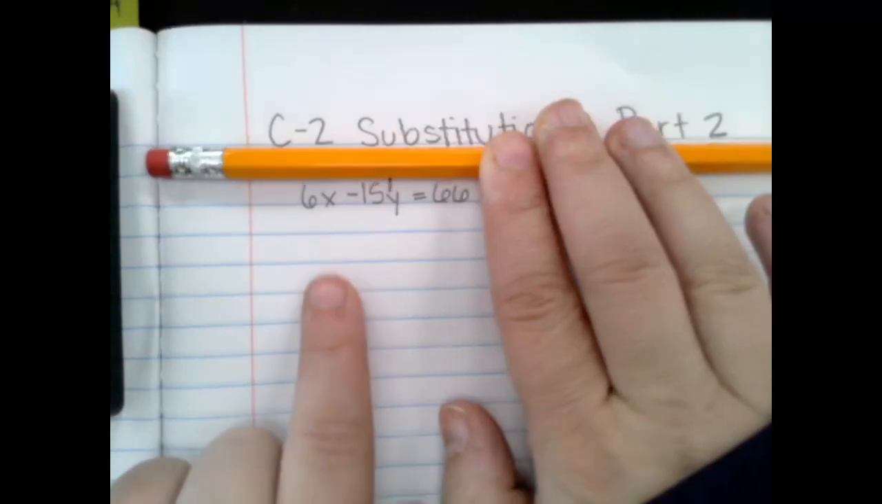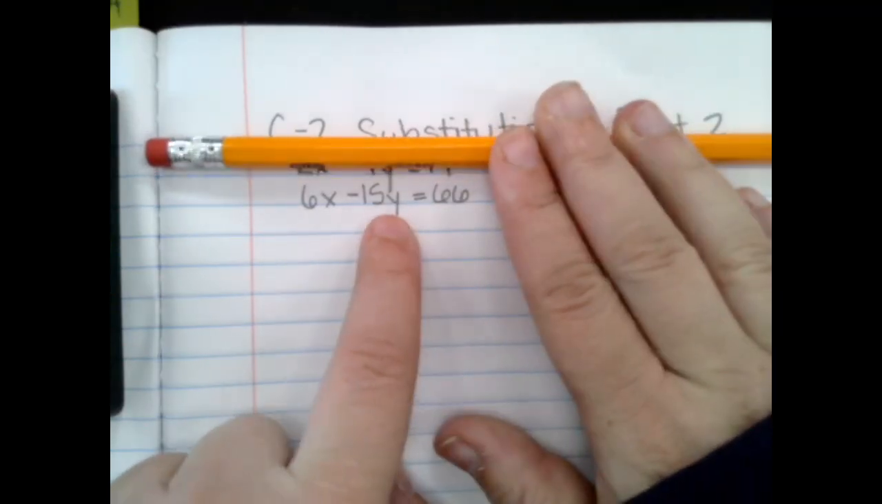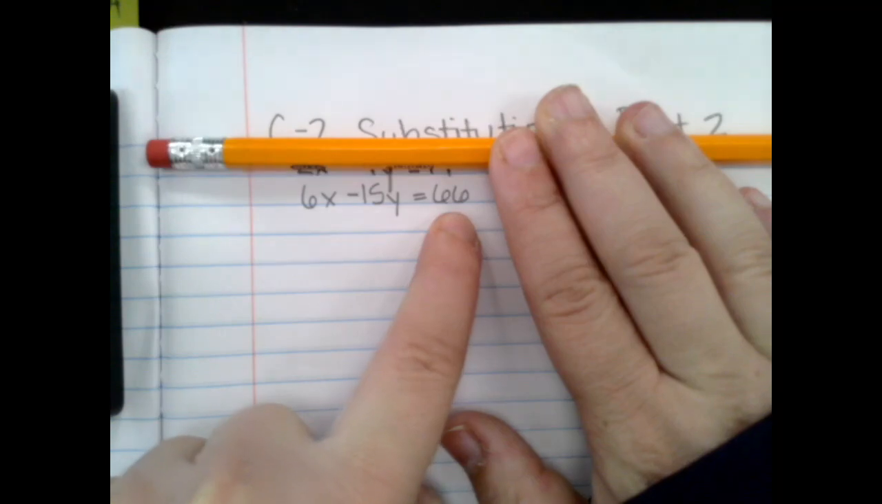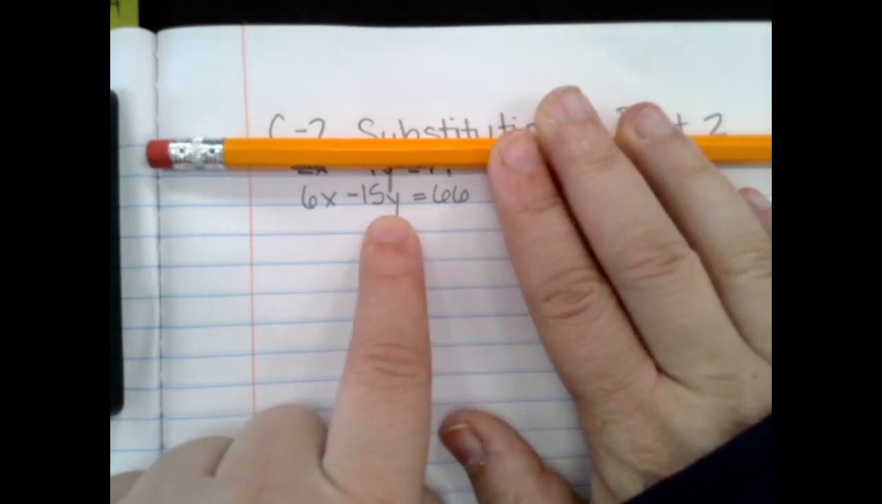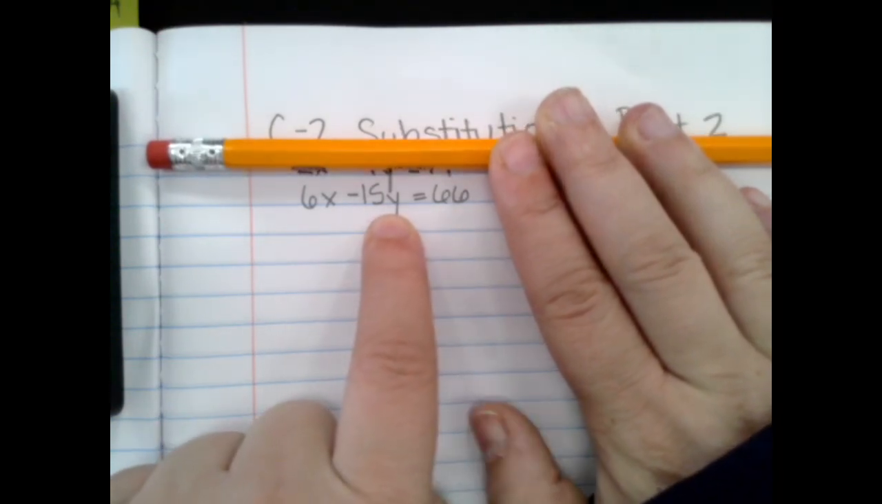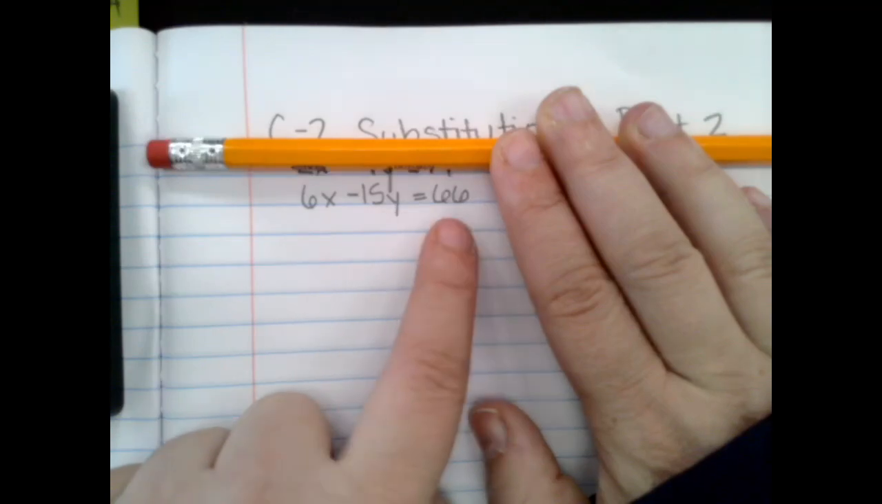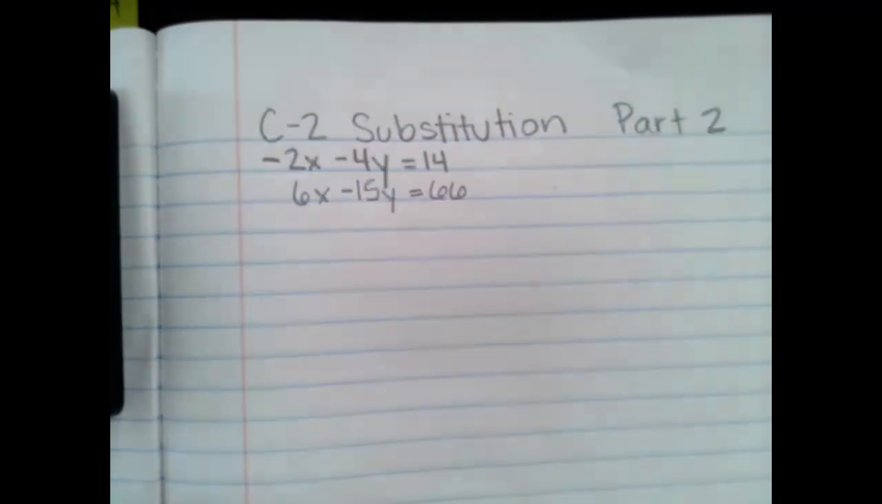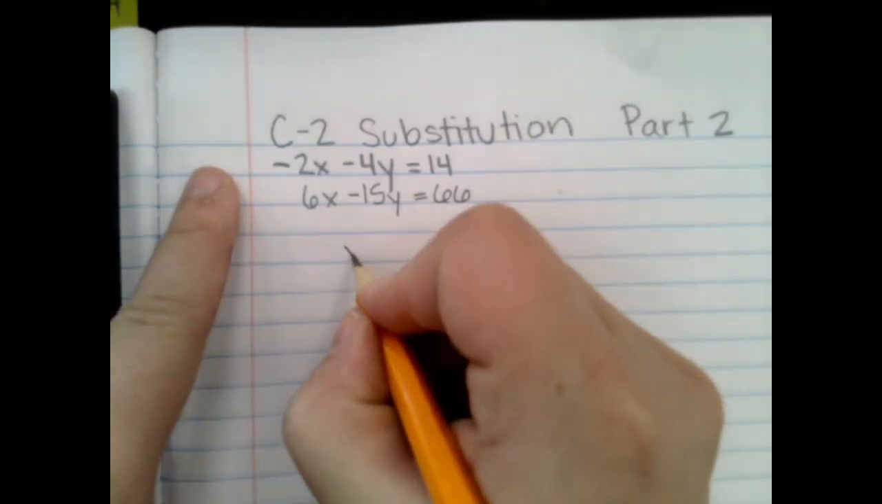Okay, what about on the bottom? Can I divide everything by 6? I could do 66 divided by 6. Would 15 divided by 6 be easy? Nope. What about if I divide everything by 15? Nope. So in this one, really our only option for an easiest problem would be to solve for x, in which equation, the top one or the bottom one? The top one. So in this first one, our goal is to get an x equals.